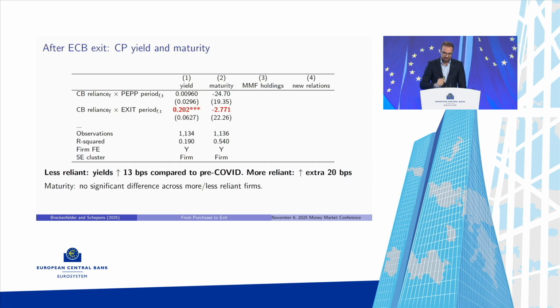Actually, this estimate you don't see in this regression. But the levels were somewhat higher once the ECB exited in general. It has nothing to do with the ECB exit per se. But what you have here is that the more reliant firms had an extra 20 basis points. We see no difference when it comes to the maturity. While, let me point you to the period during the PEPP, there was no differential in the yield between those that were more reliant and less reliant. They all had access to the intervention.